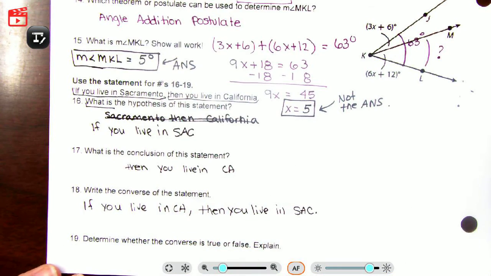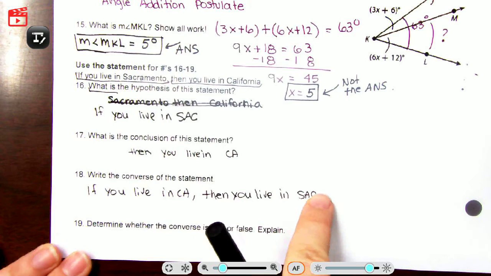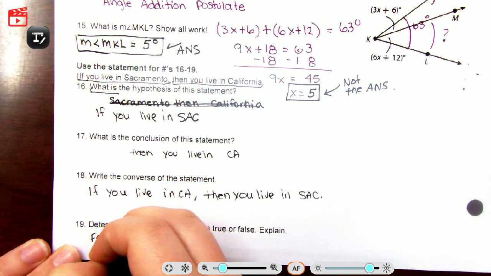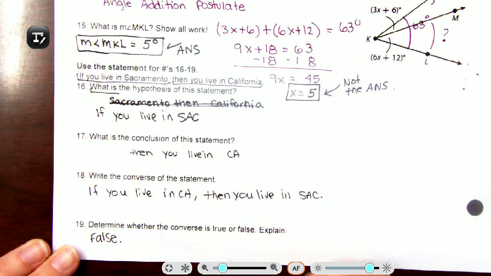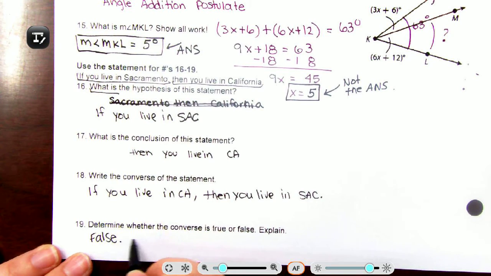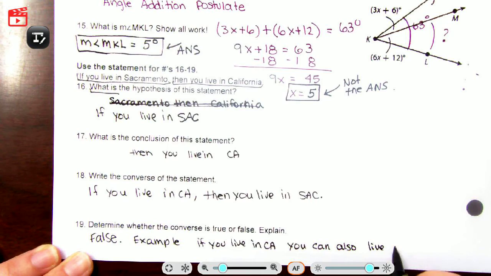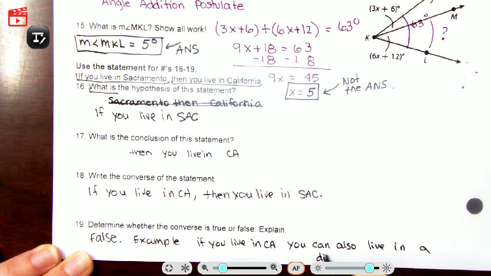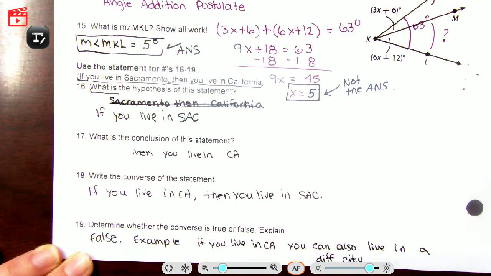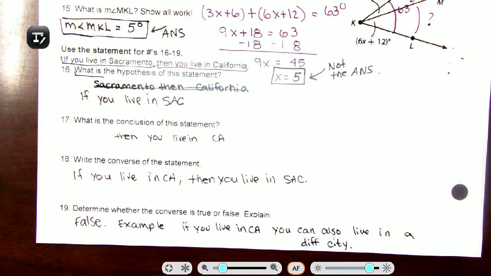Determine whether the converse is true or false. So is this a true or false statement? This is a false statement because you can live anywhere else. For example, if you live in California, you can also live in a different city. So that's your explanation. Why is it not true? It's because you can live in any other city other than Sacramento. Just because you're in California doesn't mean you have to live in Sacramento.